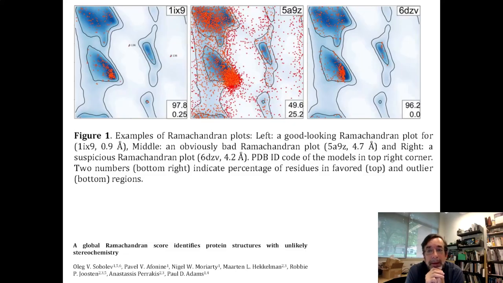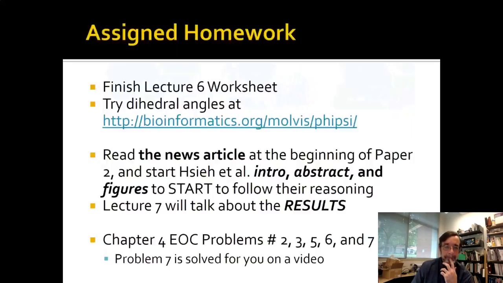Obviously bad. The one on the right is kind of bad. You have too many things that are just on the edge. So you can compare the left and the right: kind of bad on the right and definitely good on the left. And by the way, they give you the percentage of residues in the favored and outlier regions. The lower percentage, 96.2, is lower than 97.8, and that's why you can say that the right structure is worse than the left structure. And you can see that the middle one is just ridiculous. You don't want to do that one.